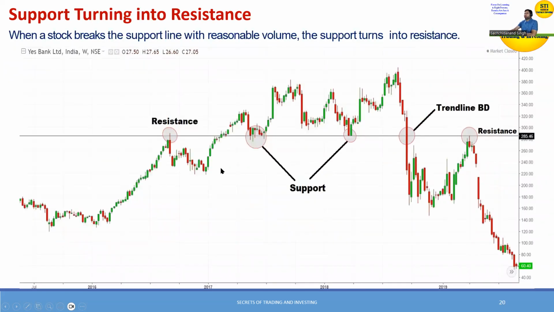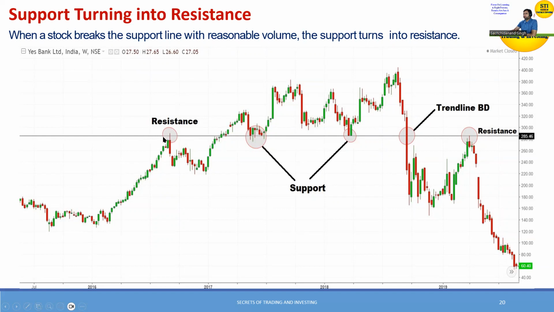Yes, there's another example which we were discussing. Once the support is broken, it will work as a resistance. So this is an example of Yes Bank. This is a kind of horizontal support line, and it is taking us up.